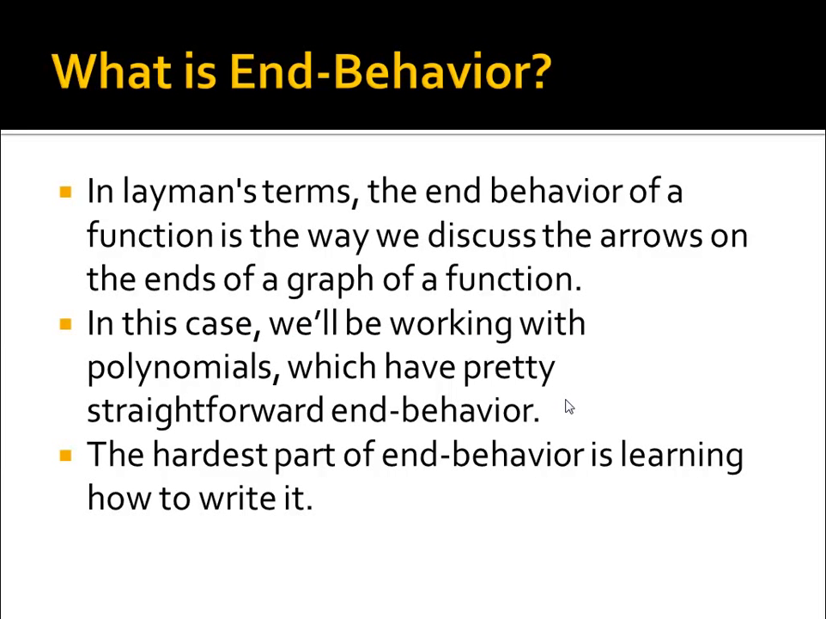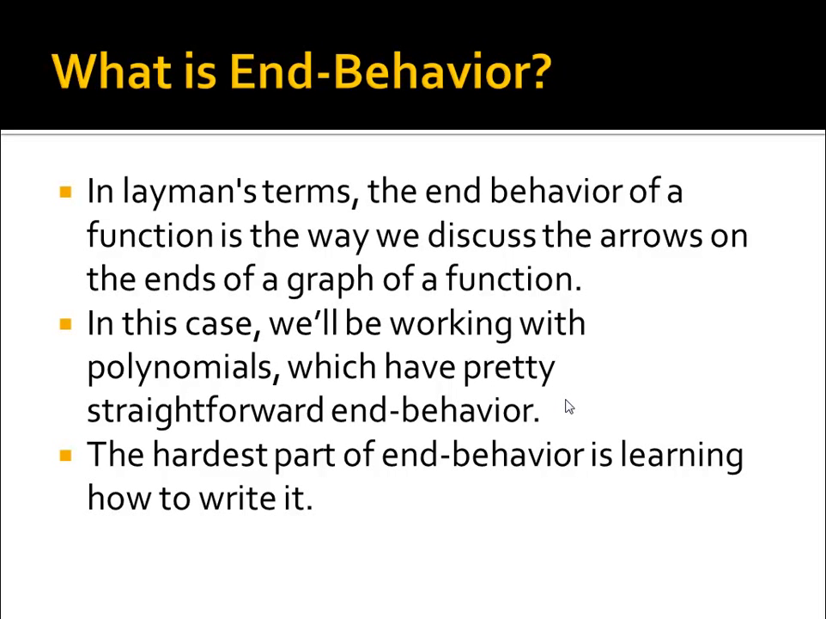End behavior, in layman's terms, is the way we discuss the arrows on the ends of the graph of a function. We're going to be working with polynomials, as we have been throughout this chapter. These have pretty straightforward end behavior, nothing terribly crazy here. The hardest part of end behavior is learning how to write it. Seeing and identifying it is very straightforward.